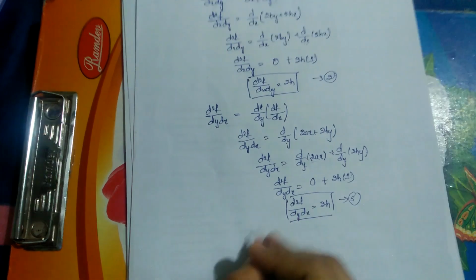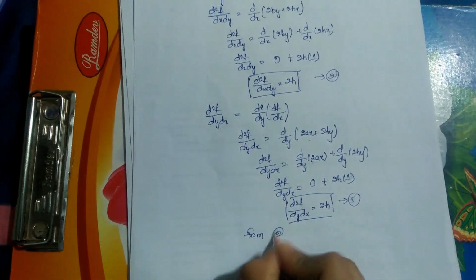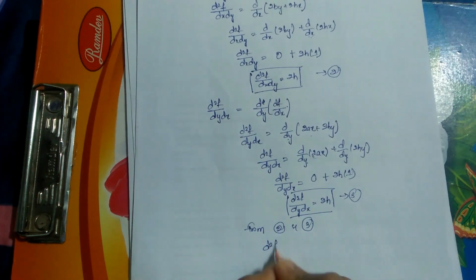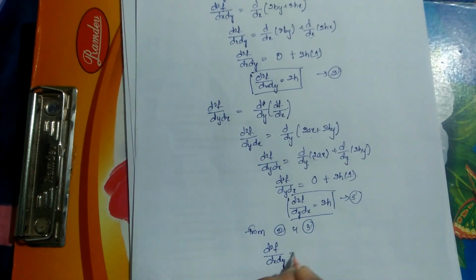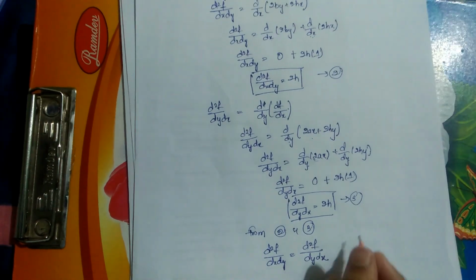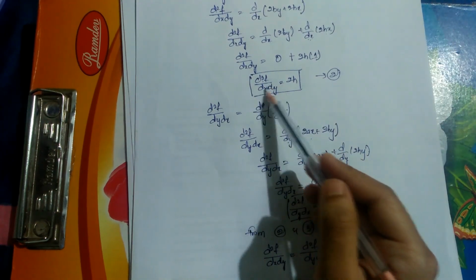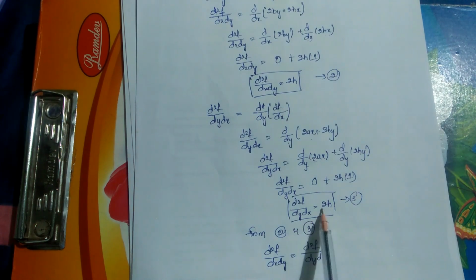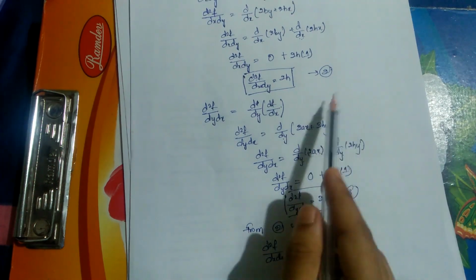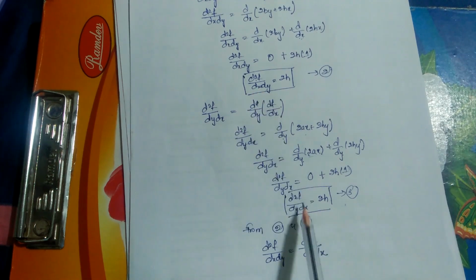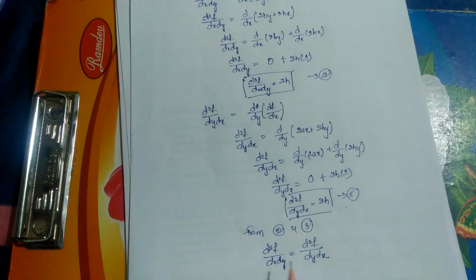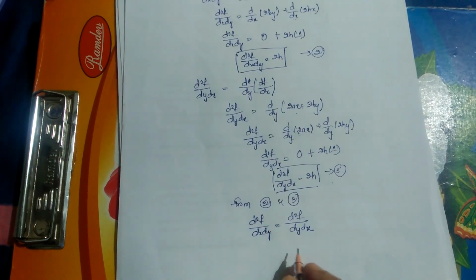So from 2 and 3 we can write ∂²f/∂x∂y equals ∂²f/∂y∂x, because ∂²f/∂x∂y equals 2h, and also ∂²f/∂y∂x equals 2h. So from these two equations we can tell these two are equal. Then it comes as ∂²f/∂x∂y equals ∂²f/∂y∂x. Hence verified.